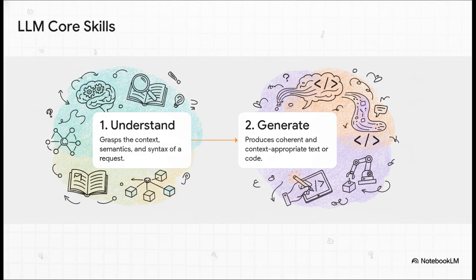So what does this engine actually do? Well, you can boil it down to two main skills. First, it understands. It doesn't just see words on a page, it gets the context, the nuance, the grammar. And second, it generates. Based on that deep understanding, it can produce brand new text or code that's totally coherent and fits the situation perfectly.